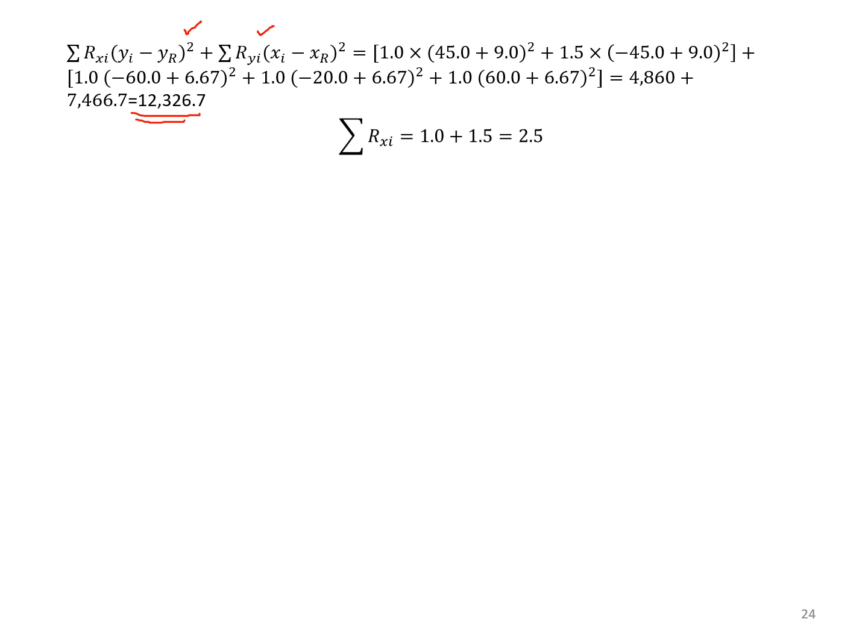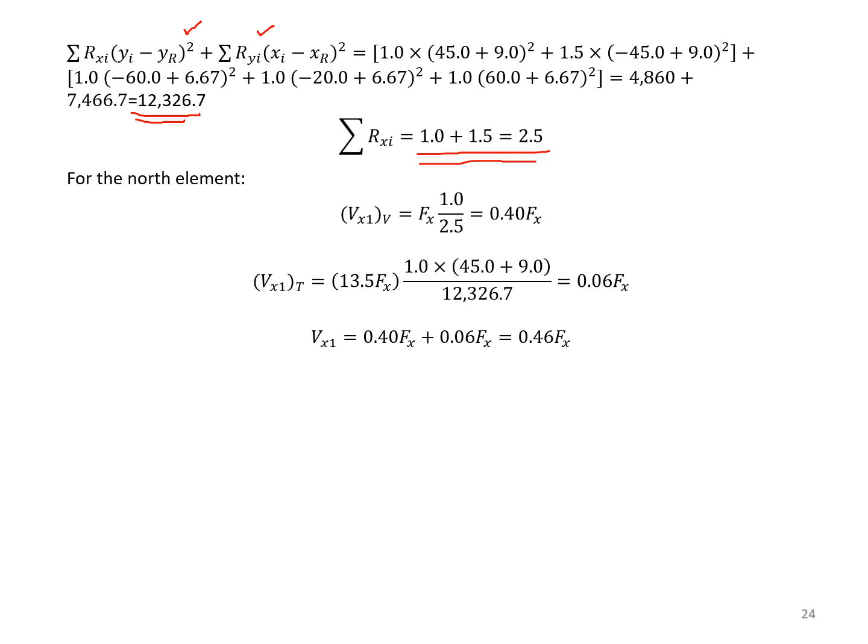We also find some of the rigidities. Now we are looking at the elements which are parallel to the x-axis. We had 1 on the north, 1.5 in the south. All right. So for the direct shear, for the north element, rigidity was 1 divided by total rigidity, so we get 0.4 fx. Torsional effect, we have this term, we plug it in there.